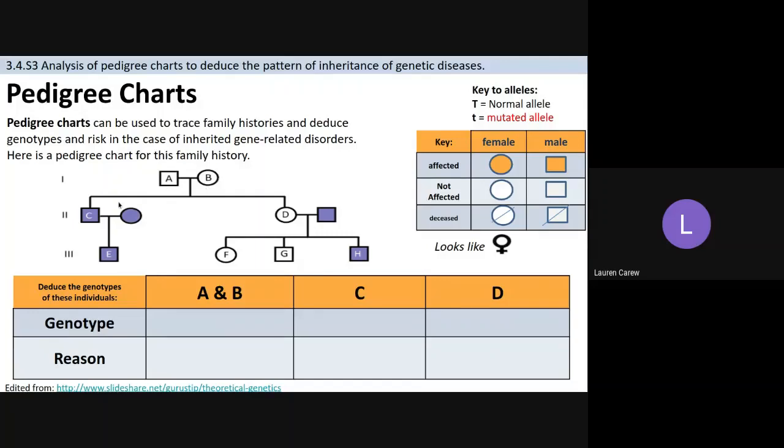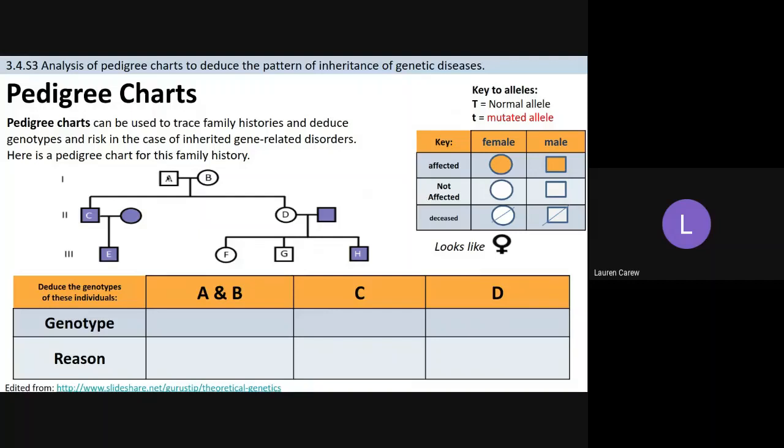All right. And then if they have lines connecting from the top, like individuals C and D, that represents that these two are siblings and they are children of A and B. So how do we figure out the genotypes and the phenotypes of these individuals? So the genotype of individuals A and B, and remember, we're looking at cystic fibrosis still. So cystic fibrosis is recessively inherited.